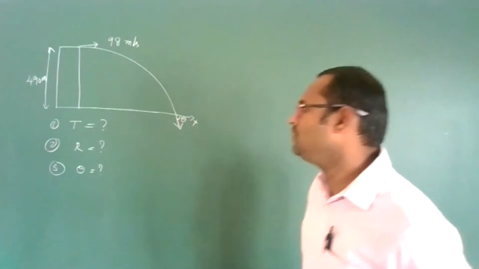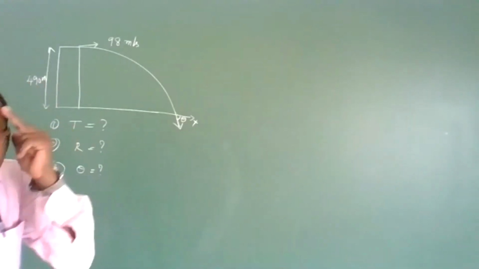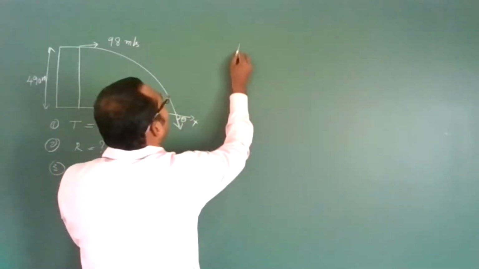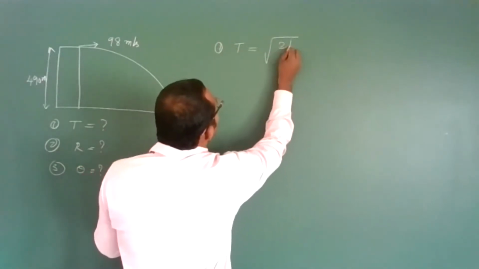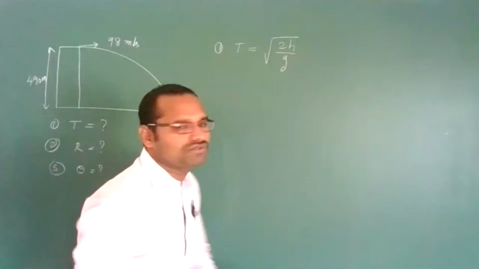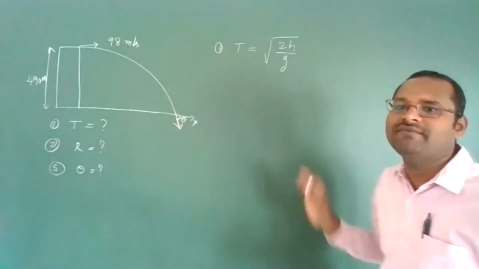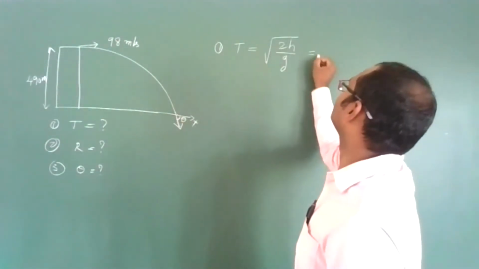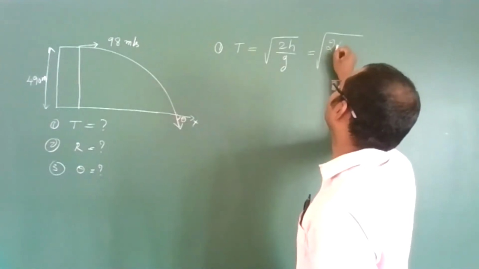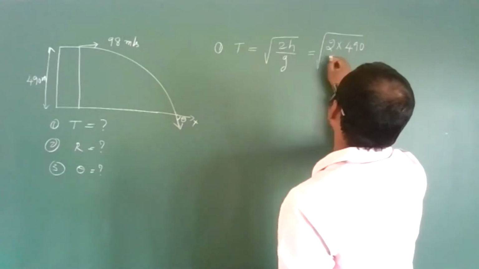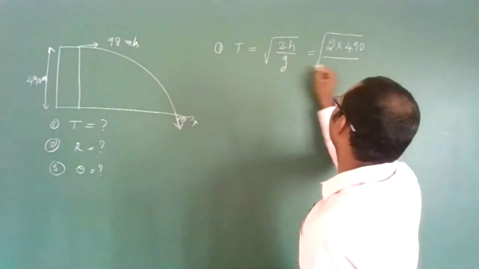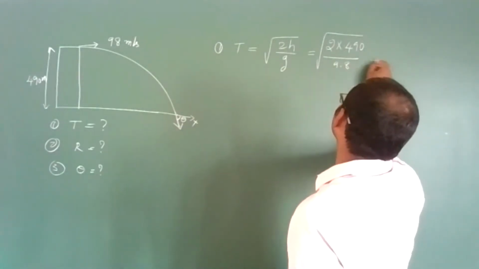The best solution is, if you know the concept, use the direct formula. The time it will take to reach the ground is T equals root of 2h by g. If you know the formula, you can use it directly. Root of 2 into h, the value 490 meters, in meters only. The g value is 9.8. So calculate it.